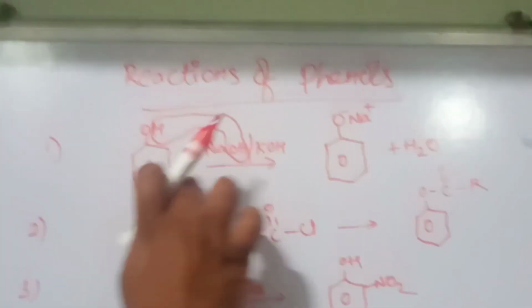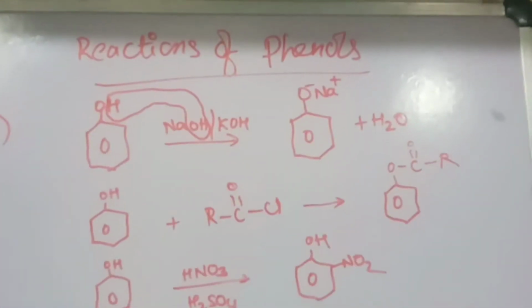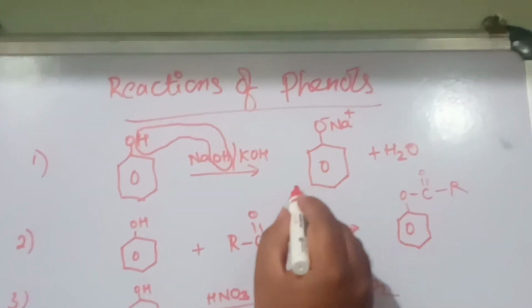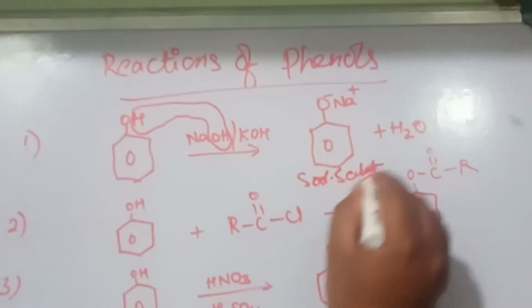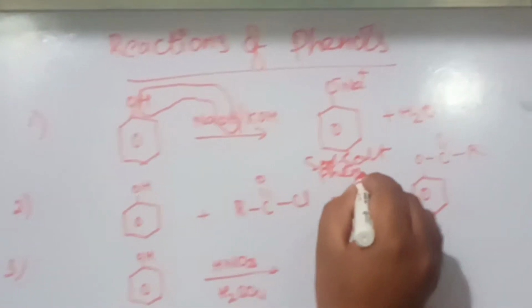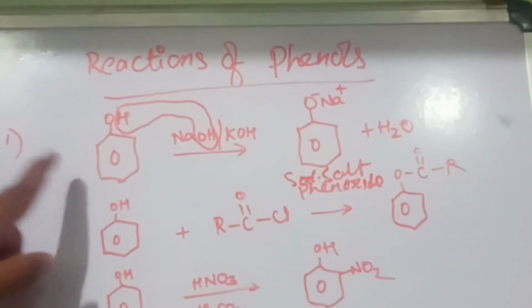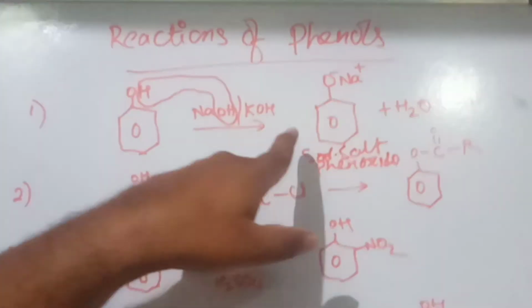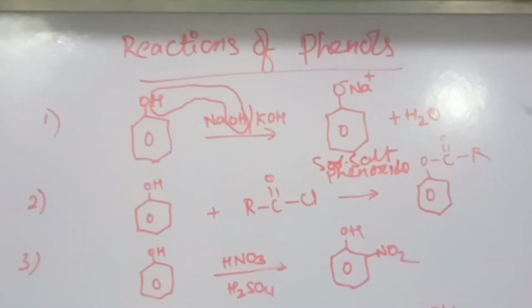Any acid reacting with a base, which is either sodium hydroxide or potassium hydroxide, forms the sodium salt of phenoxide ion. So this is an acidity reaction. Acid reacts with base to form a salt. It is a very simple basic reaction that phenol will undergo.